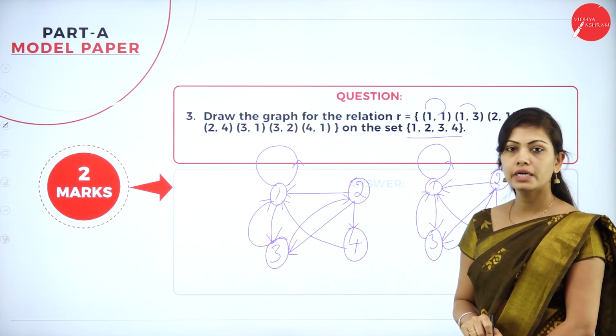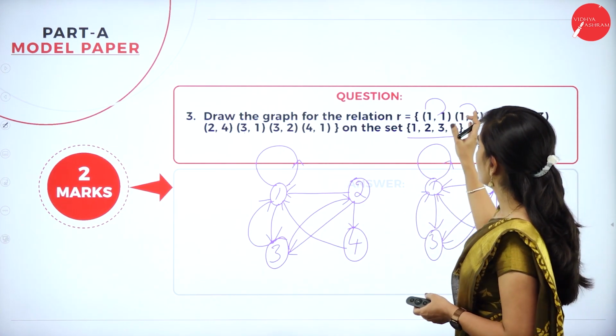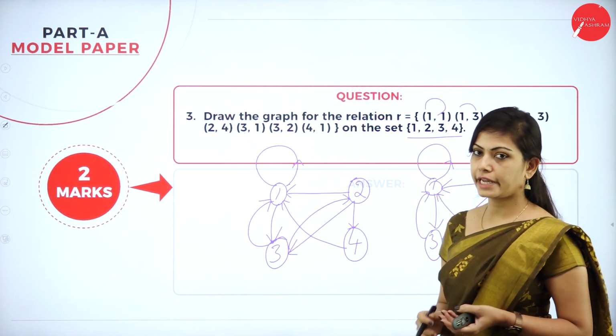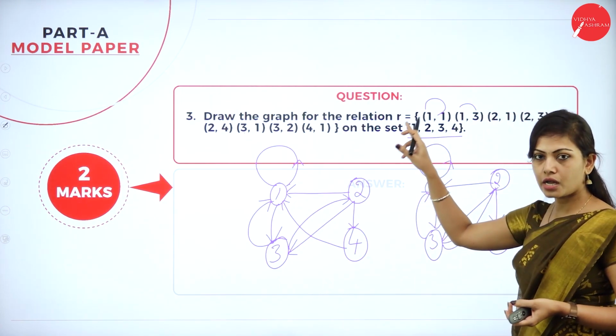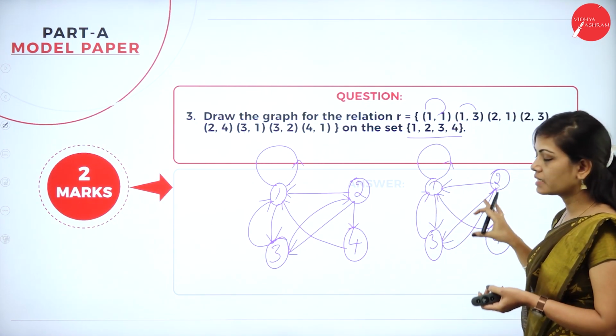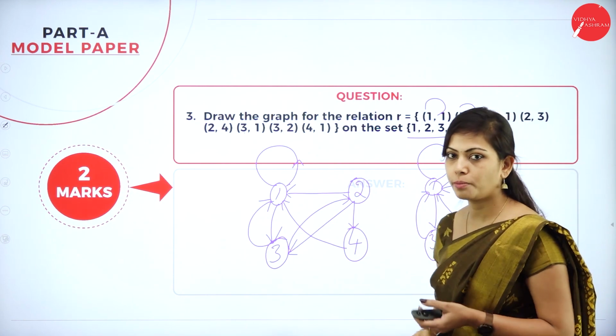So this is your graph. Here we mention the direction, so easily you can draw a graph by using this relation R = {(1,1), (1,3), (2,1), (2,3), etc.}. So we can easily draw a graph. This is for 2 marks.